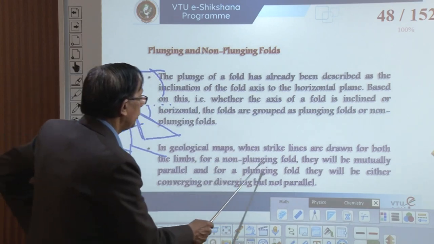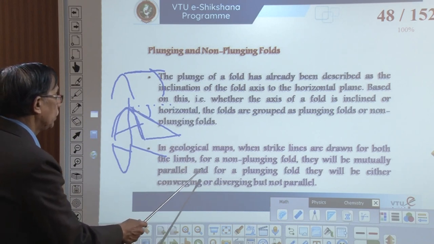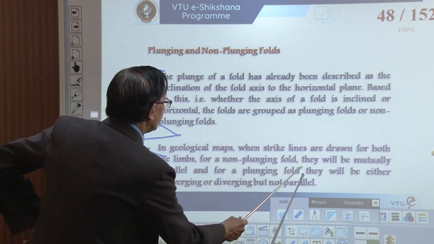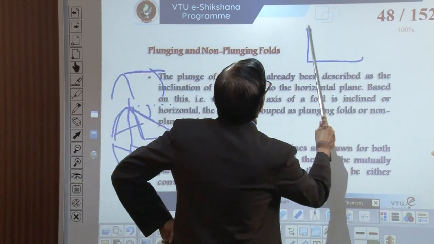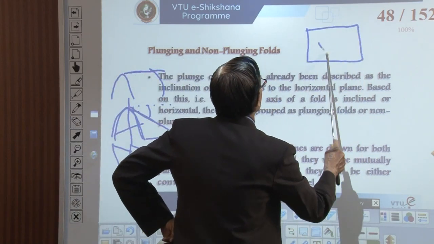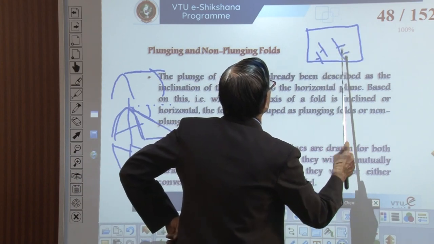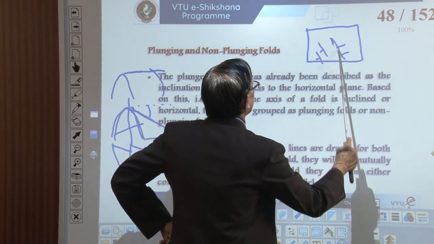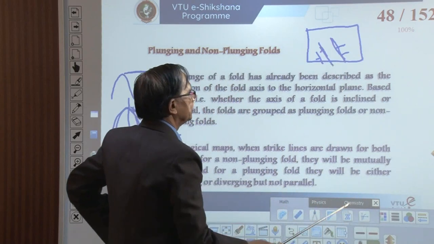In a geological map, when strike lines are drawn for both limbs of a non-plunging fold, they will be parallel. If I draw the strike and dip on the map, the strike lines are parallel to each other. This is the case of a non-plunging fold.